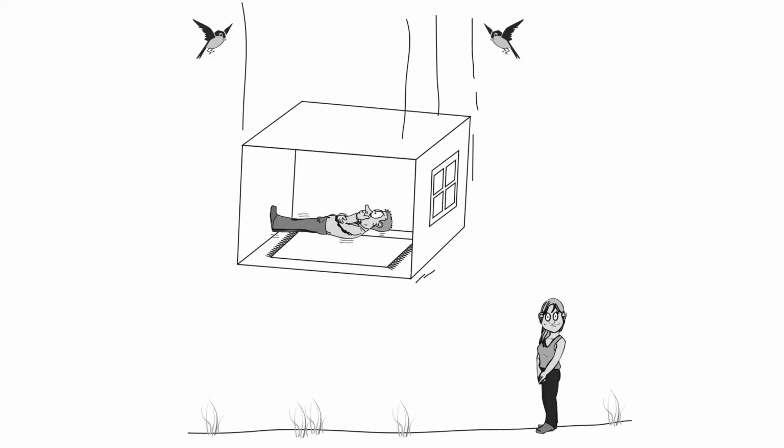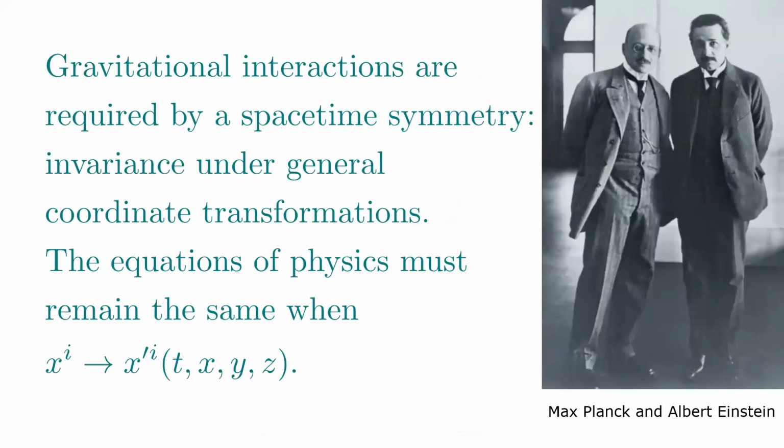This is an image I stole from Anthony Zee's book, Einstein Gravity in a Nutshell. Of course, Zee's nutshell is this thick. He has a funny idea of nutshell. Now there's Planck finally with Einstein.